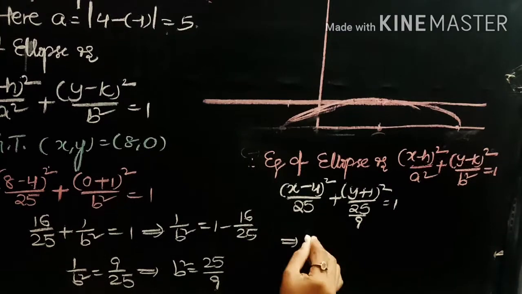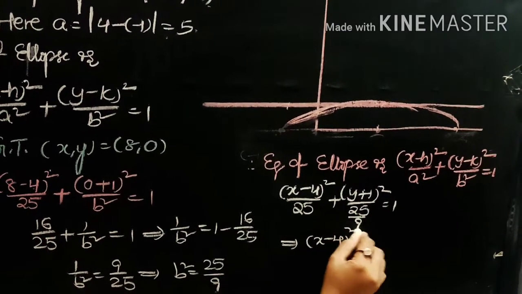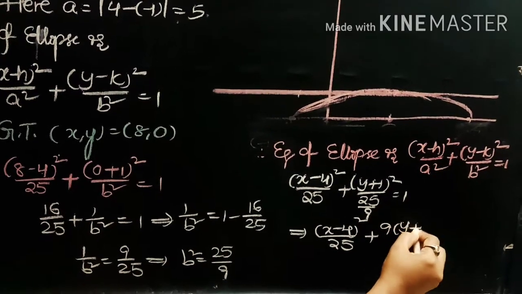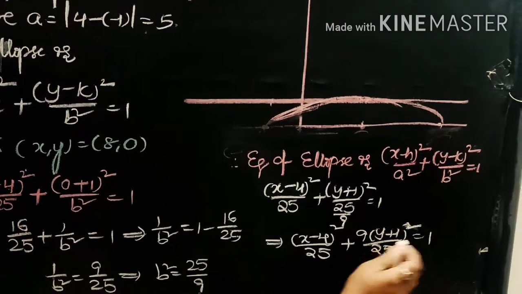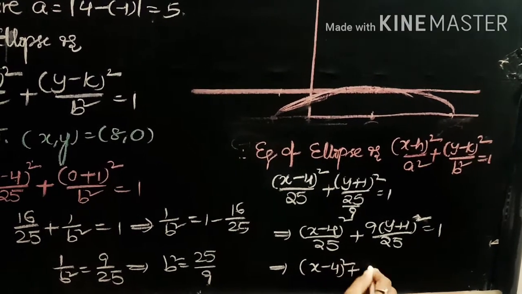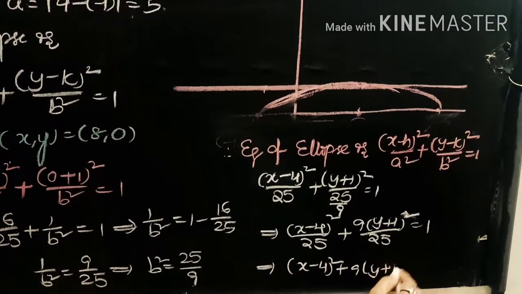Which implies (x minus 4) whole square by 25 plus 9 into (y plus 1) whole square by 25 equals to 1. Now by taking LCM we get the answer as (x minus 4) whole square plus 9 into (y plus 1) whole square equals to 25. That's all.